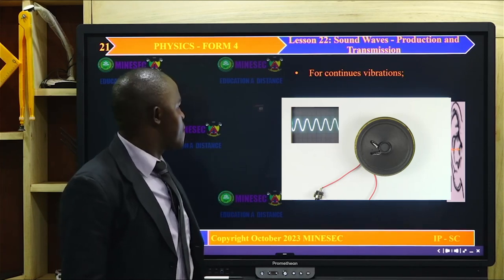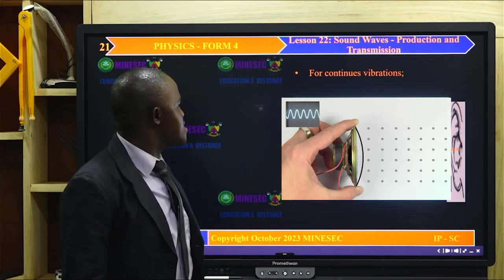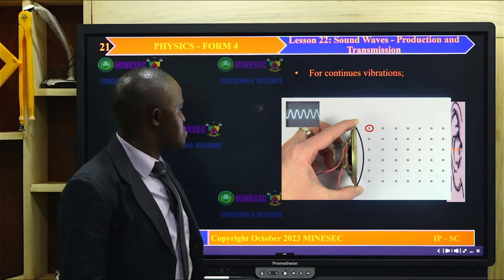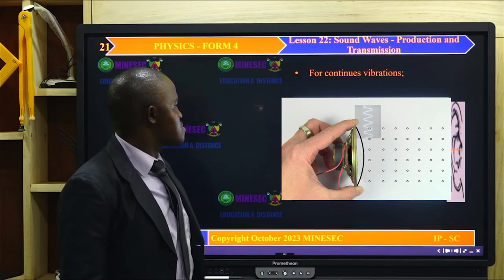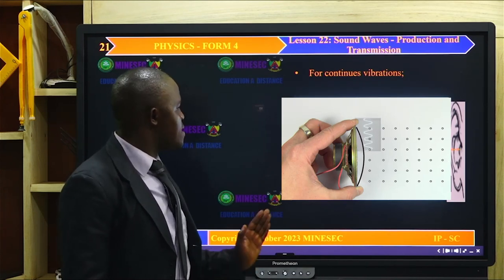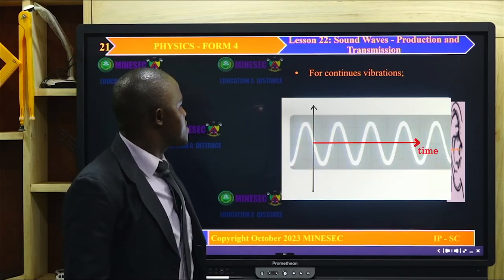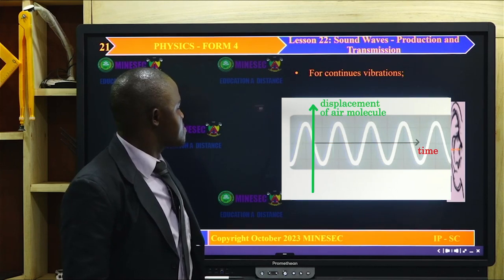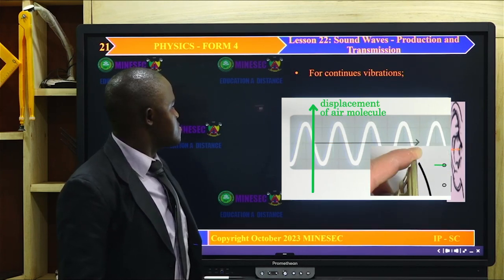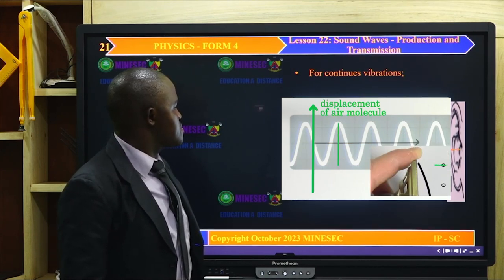We say that this shape represents the sound wave because if we focus on a single molecule of air, we see that it moves back and forth just like a sine or cosine graph. The horizontal axis here represents time, and the vertical axis can be thought of as representing the displacement of that air molecule as it oscillates back and forth.